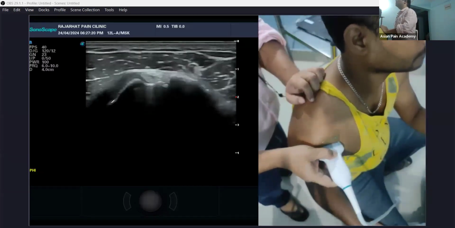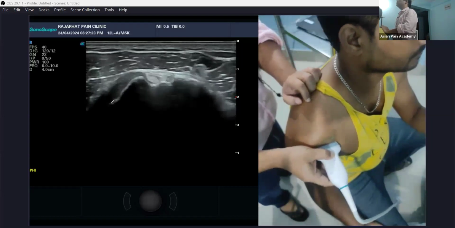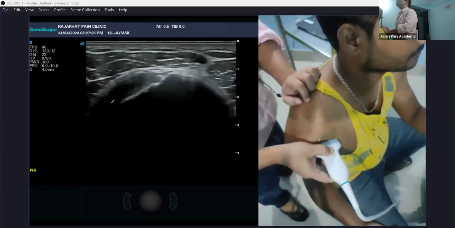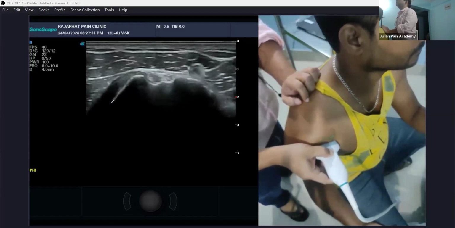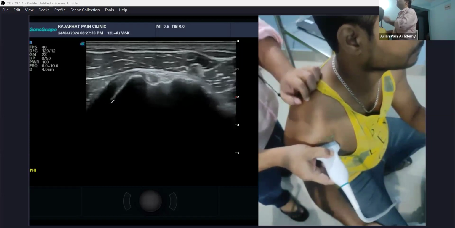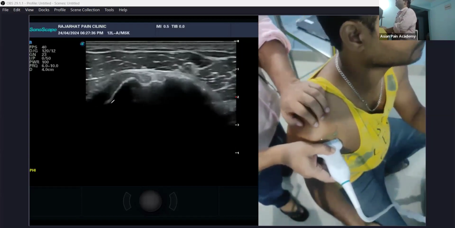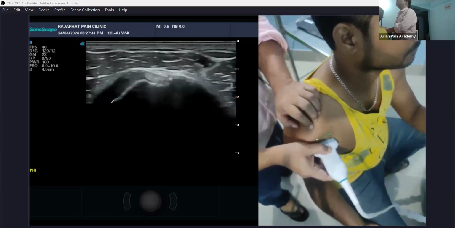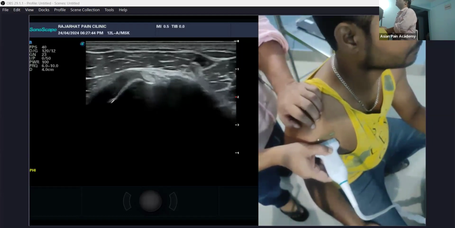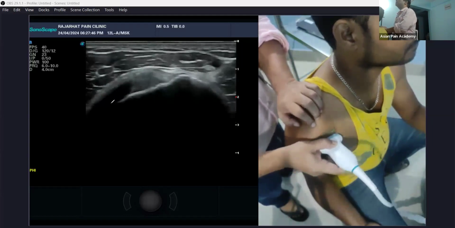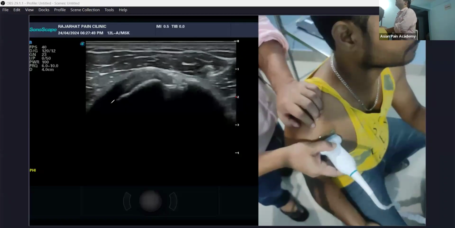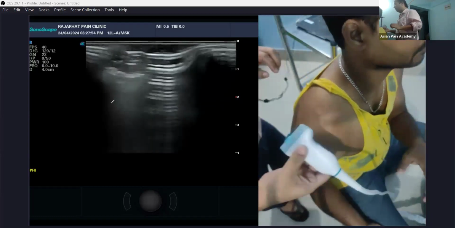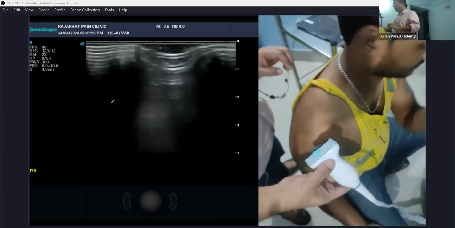Already I told you, these are both tuberosities. Left side is the lesser tuberosity, right side is the greater tuberosity. The left side sometimes looks a bit bigger because it is conical, but area wise the greater tuberosity is much bigger. Between them the groove is there, and you can see the biceps tendon sometimes becomes white and sometimes black. This is black and this is white. Mainly it is a hyperechoic structure, it is white.